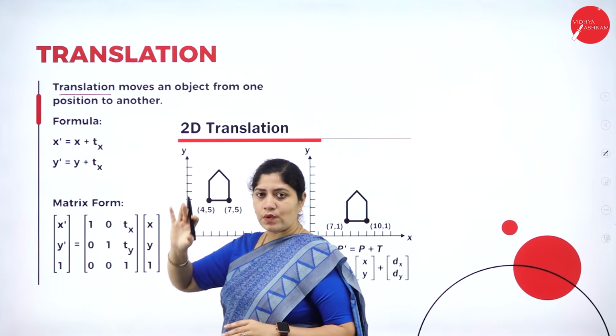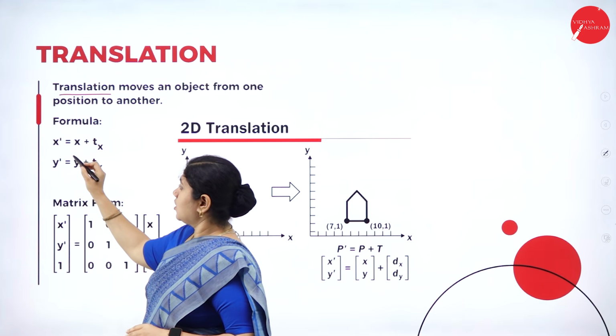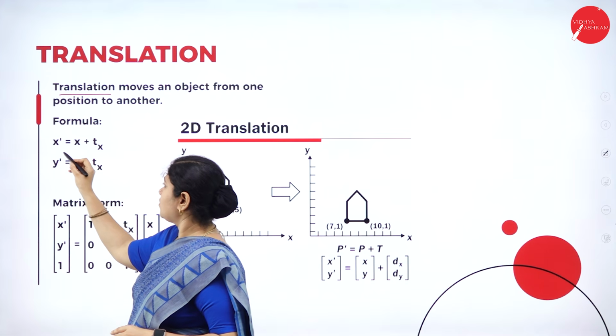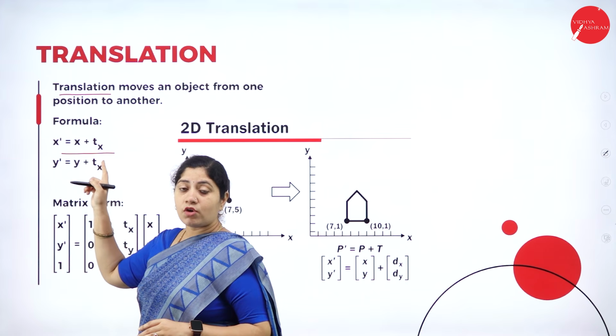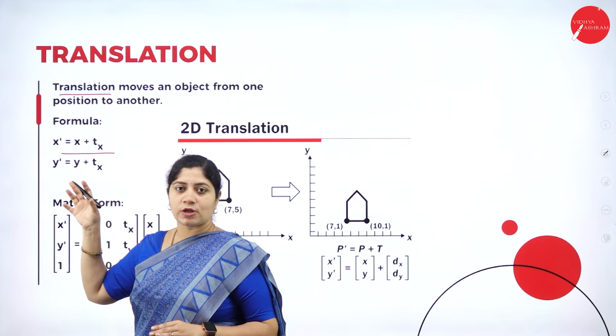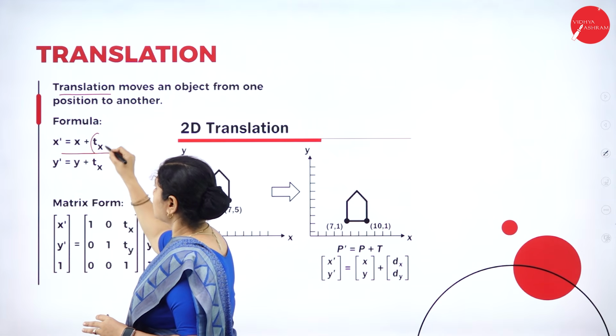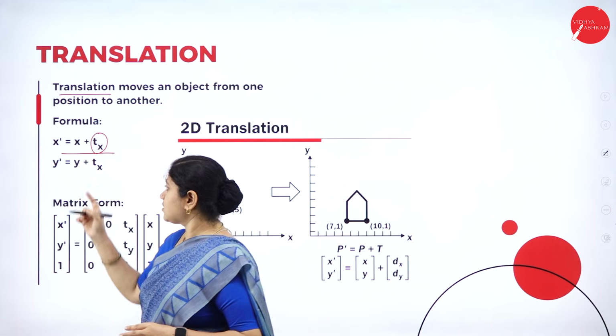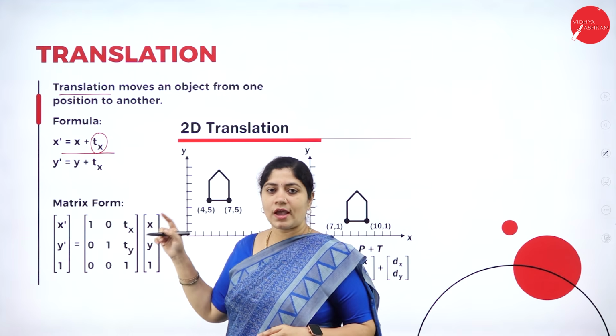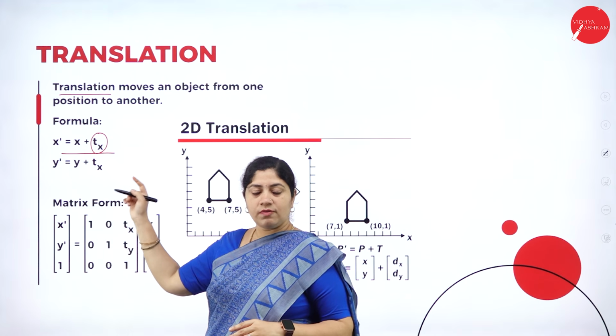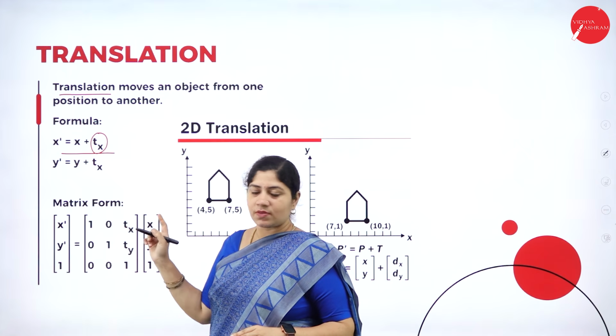Now let's see the formula that can be utilized for this. With respect to x, x dash can be written as x plus tx. What is tx? Translation with respect to the x-axis. What is the extent of translation? That is noted in the form of tx. Next, y dash equals y plus ty. Even here ty remains the same kind of thing.